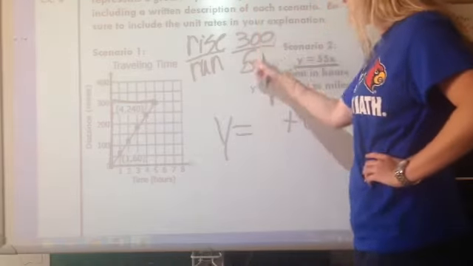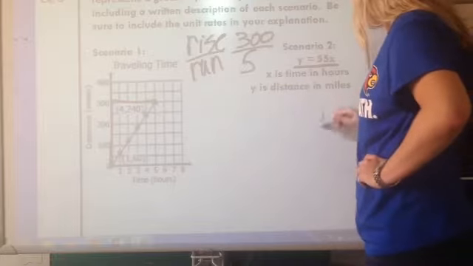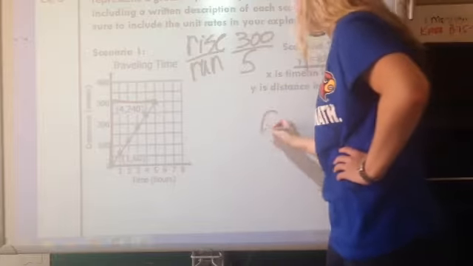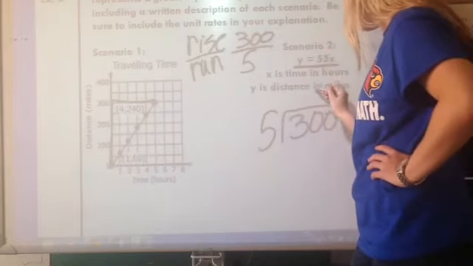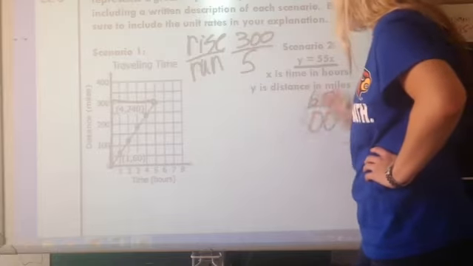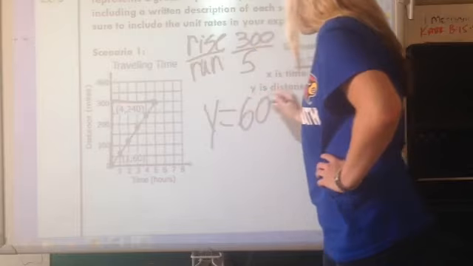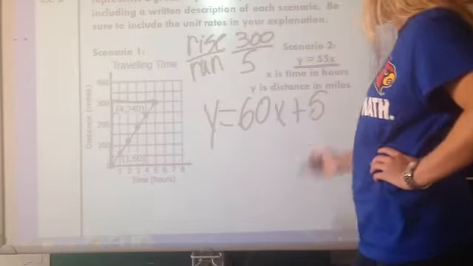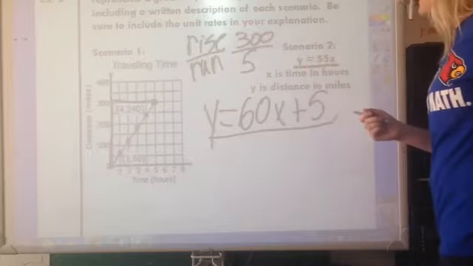If I divide 300 by 5, that's going to give me 60. So I have a slope of 60, so y equals 60x plus 0. So this is for scenario 1. Scenario 2 is y equals 55x.